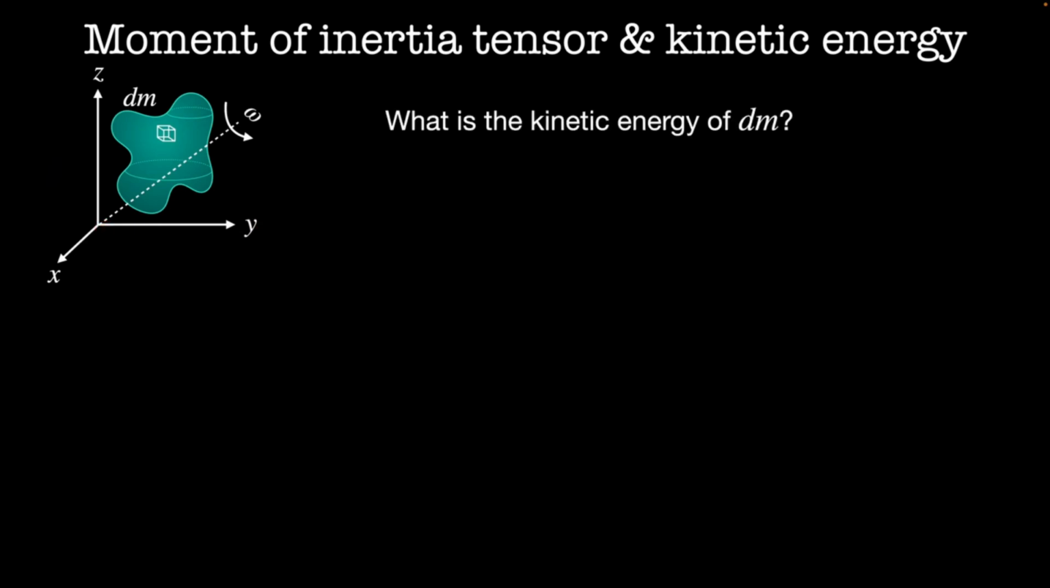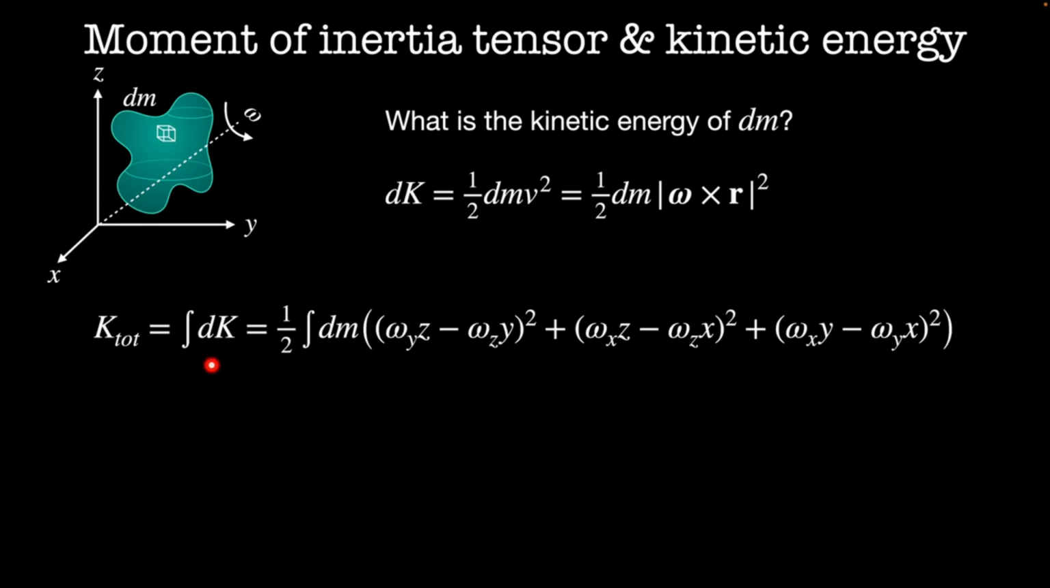We'll start with the kinetic energy of the infinitesimal mass element dm. This element has kinetic energy given by 1/2 dm times its velocity squared. This is 1/2 times dm times the magnitude of the vector omega cross r squared. Then the total energy is obtained by integrating this infinitesimal kinetic energy across the whole body. From the components of the vector omega cross r, this is going to be given by 1/2 the integral over dm of (omega y times z minus omega z times y) quantity squared, plus (omega x times z minus omega z times x) quantity squared, plus (omega x times y minus omega y times x) quantity squared.